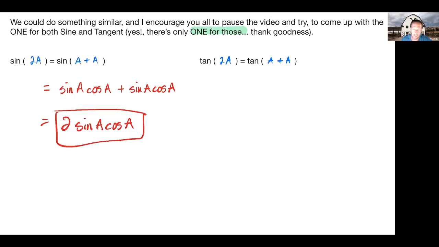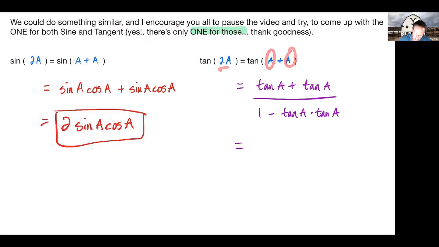Let's see what it looks like for tangent. So taking the tangent of A plus A, which is 2A, I can write the first angle plus the second, and then 1 minus the first times the second, which, simplifying that, would yield 2 tangent A's on top over 1. Since these are multiplying together, I can write minus tangent squared of A.